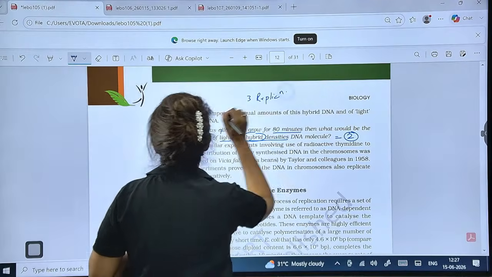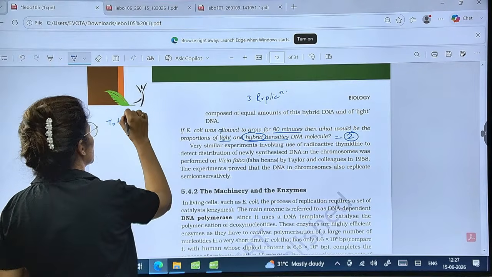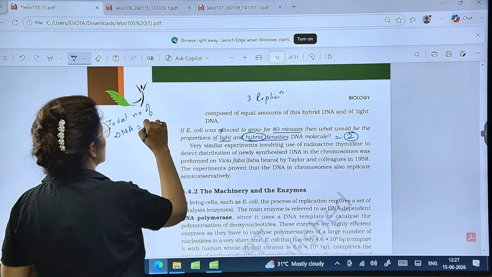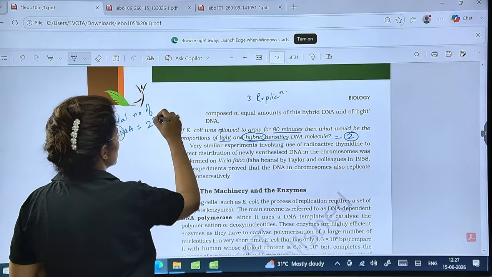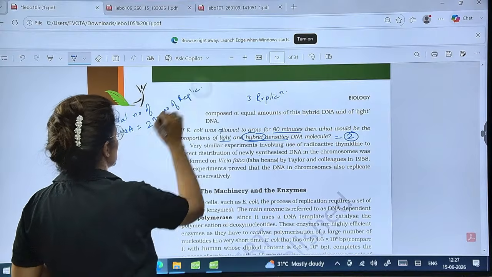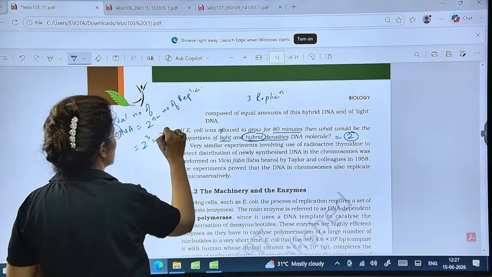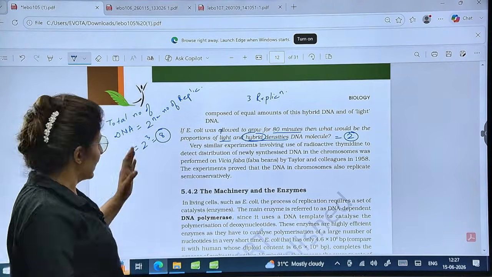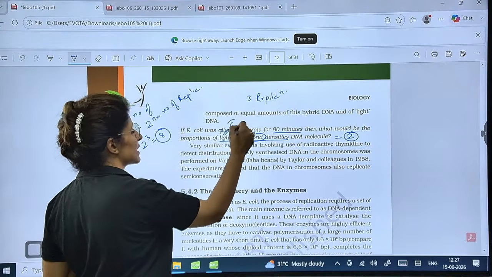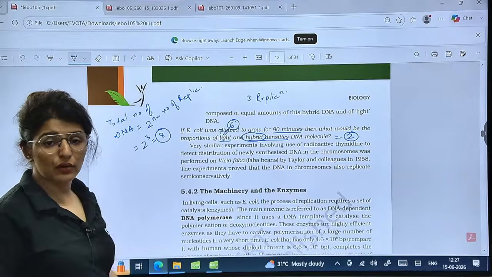So, how to calculate the total number of DNA strands formed? That is equal to 2 raised to power n, where n is the number of replication cycles. So, 2 raised to power 3, how many total strands have been formed? 8. If out of 8, 2 are hybrid, how many light have been formed? It will be 6. Is that clear? So, this is how you calculate.